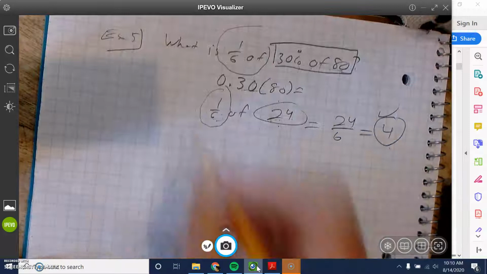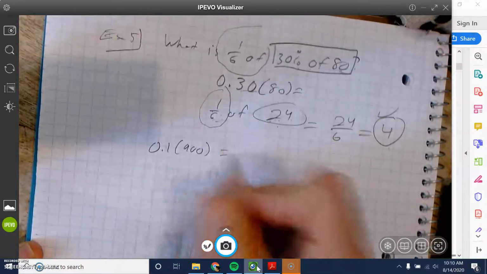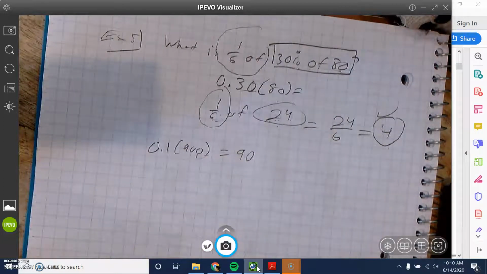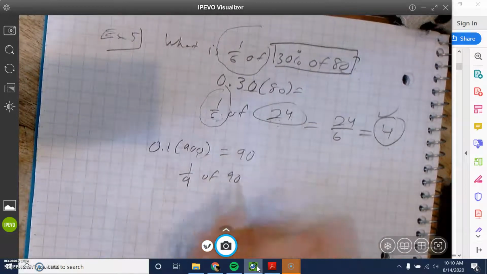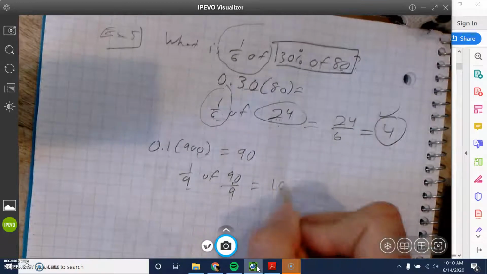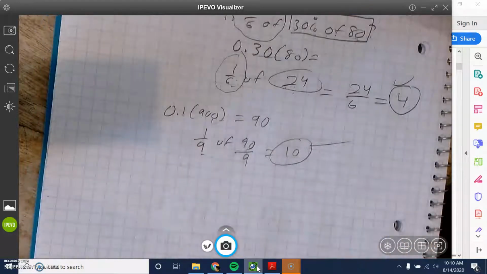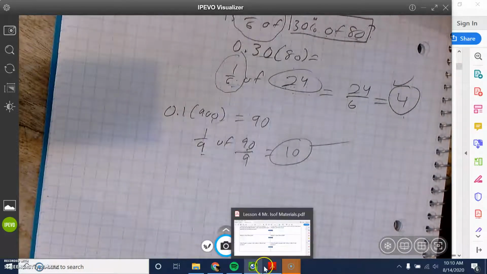All right, let's see if you got it. So 10% of 900 is 90. You can just move the decimal. You don't actually have to do that on your calculator. Now you want 1/9 of 90. So you're dividing 90 by 9, which is 10. Hopefully you got it. All right, last but not least, here you go.